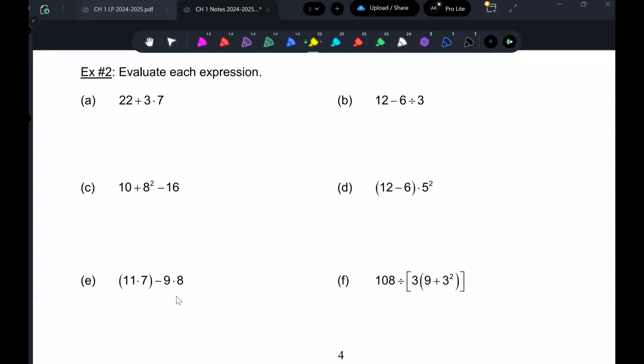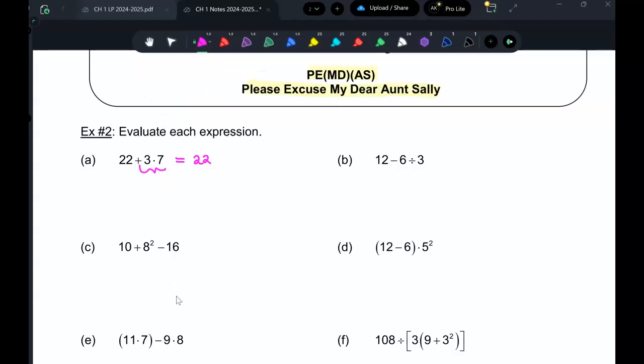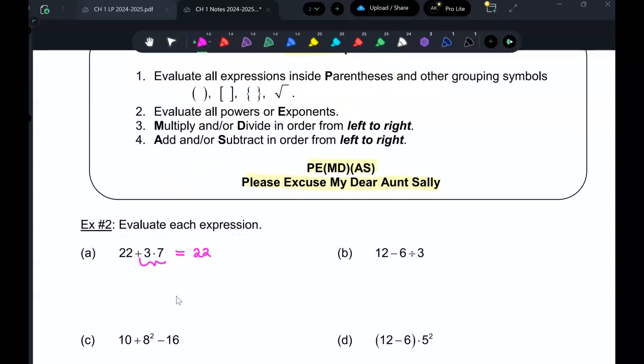So when I'm looking at this, I have an addition, but I have a multiplication. Which one's more powerful? The multiplication. So I've got to take care of this one first. But what about PEMDAS? Again, the parentheses, the grouping symbol, is going to be the most important. Then we take care of the exponents, then multiplication, division, and the least powerful, if you will, are the addition and subtraction. So we do those last.